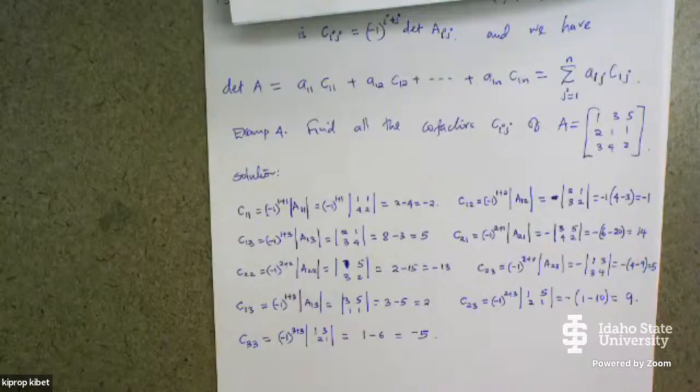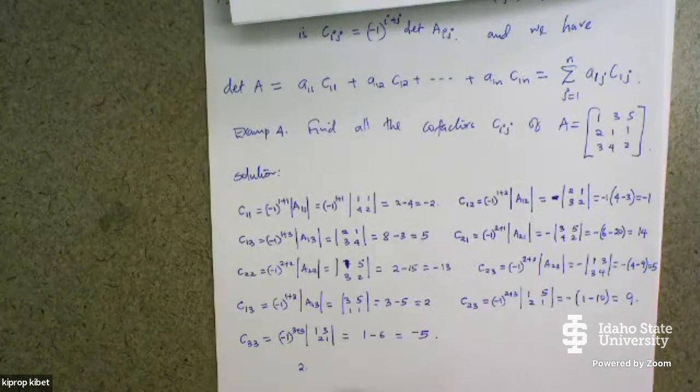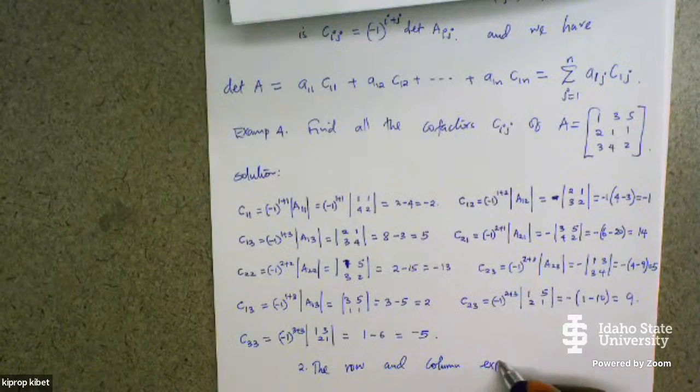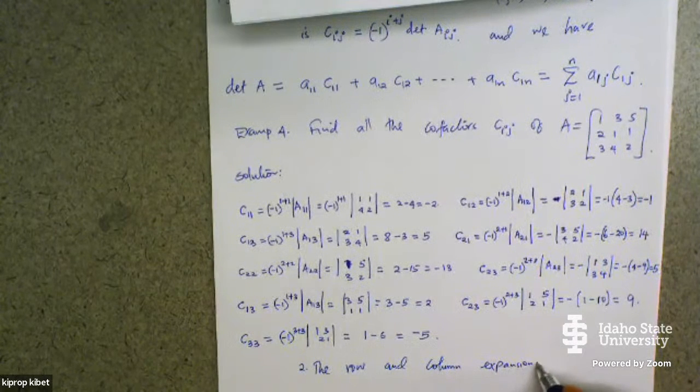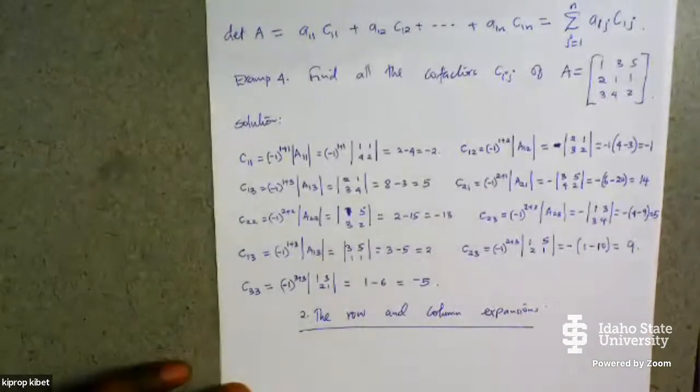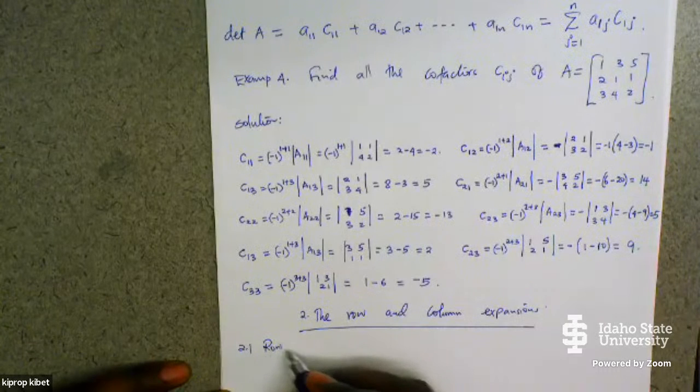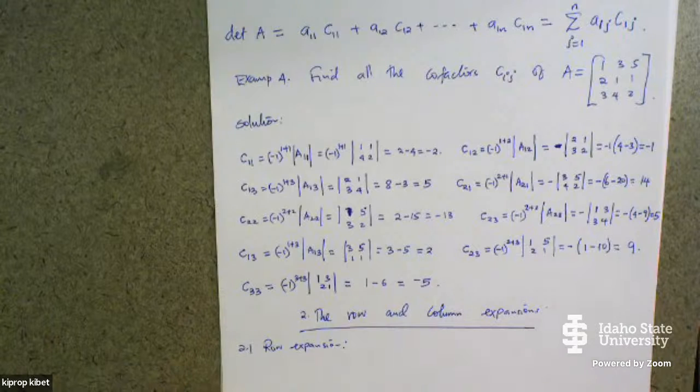Now let's start with section 2, which is the row and the column expansions. Let's start by looking at the first one, which is the row expansion. We can actually use the row, so we start by looking at the row.